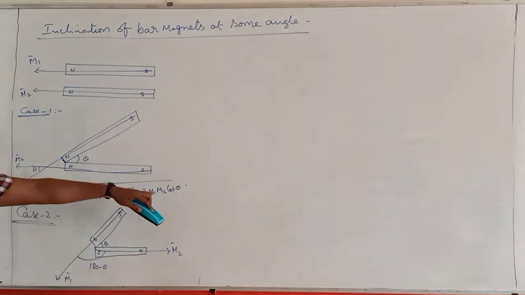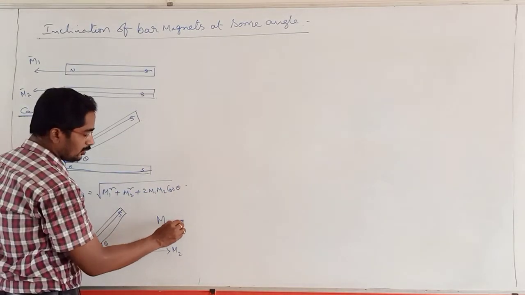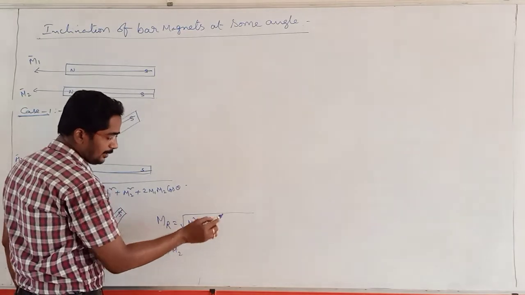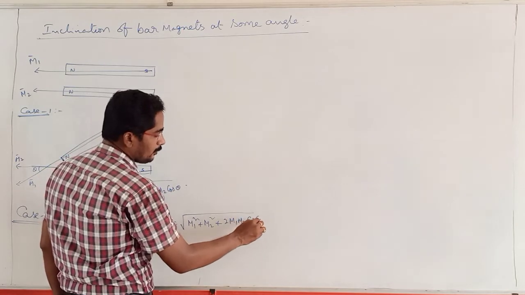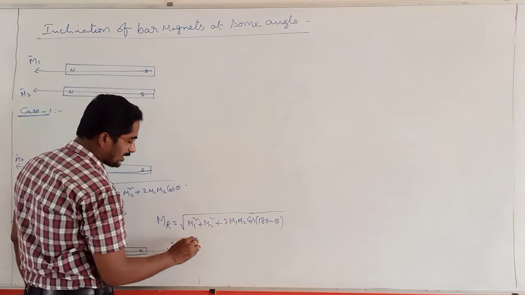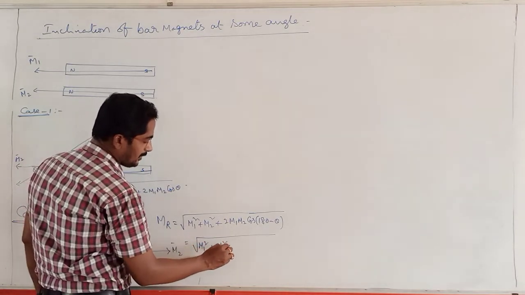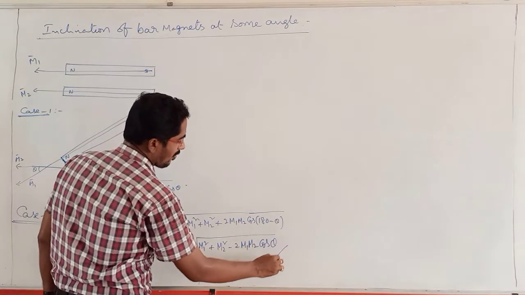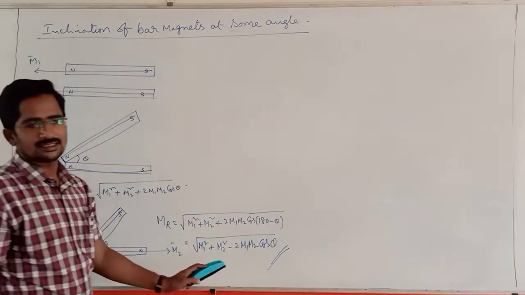If you substitute that 180 minus theta here, what is the resultant magnetic moment we are getting? Root over m1 square plus m2 square plus 2m1 m2 cos of 180 minus theta. If you solve it, we are getting m1 square plus m2 square minus 2m1 m2 cos theta. That is the resultant magnetic moment in this case.